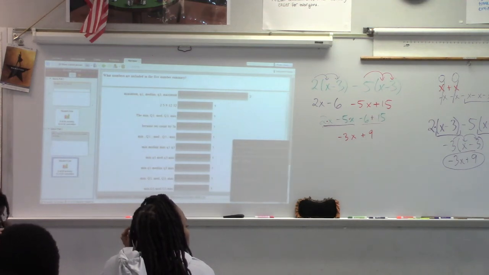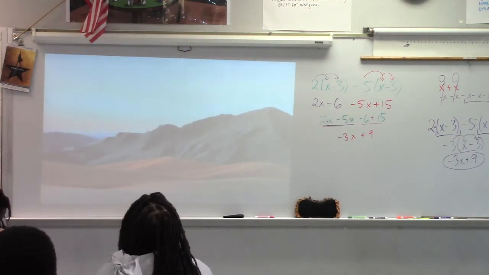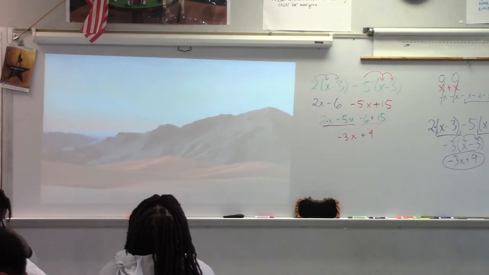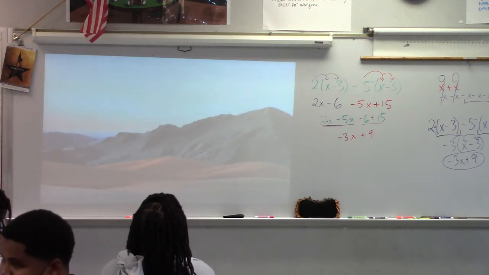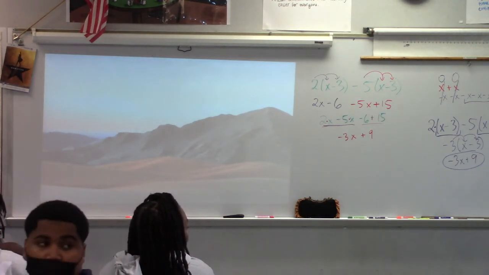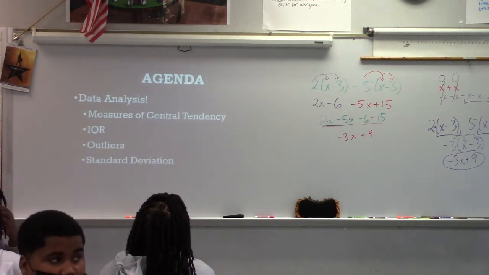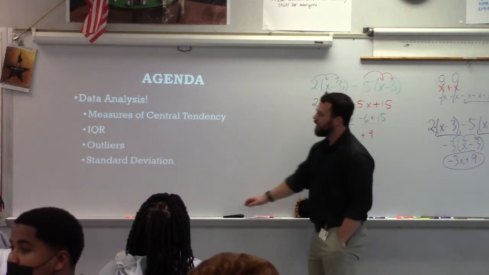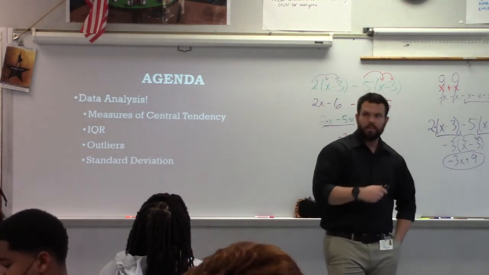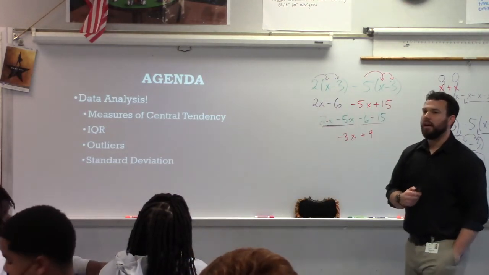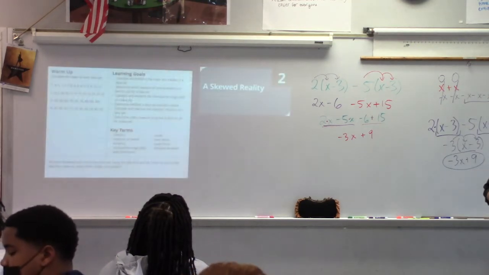Alright, so let's keep that in mind. Looks like we're getting there. Hopefully that was a good reminder for those who needed that reminder. So here's what we're looking at today. Agenda. So we're looking at measures of central tendency, the IQR, which we'll talk about in a second, outliers, and standard deviation.